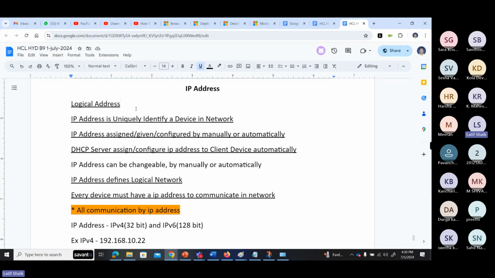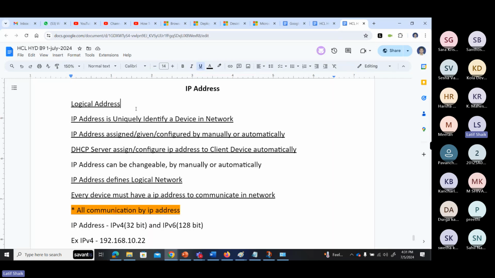and the same logical network. How can it be a logical network? Because of the IP address. The IP address defines the logical network. So that's it. IP address is a logical address.